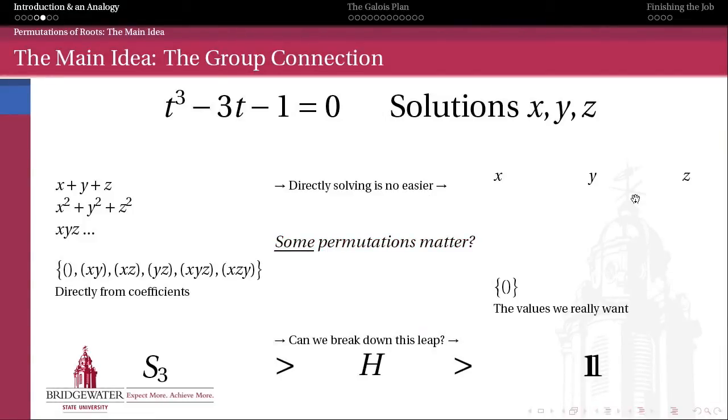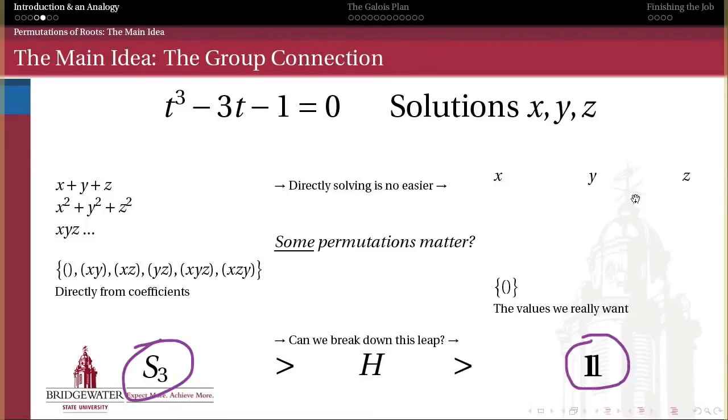Now, what does that look like in group language? In group language, that looks like putting an intermediate step in between the group S3 of all permutations of three symbols and the trivial group down here at the far right side. We might be able to think about this as though we are putting a subgroup in between S3 and the trivial group. And there are a variety of choices that we could make. There are a variety of different subgroups that S3 has.